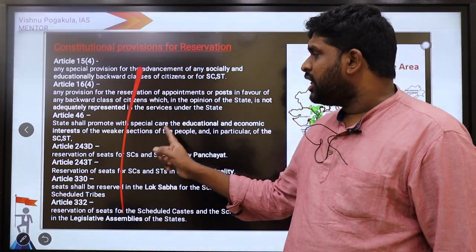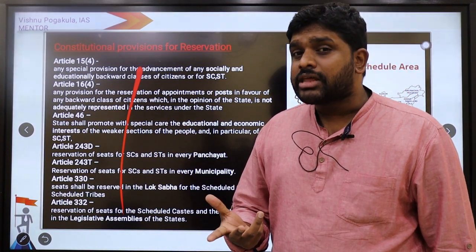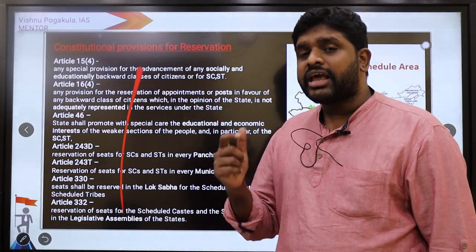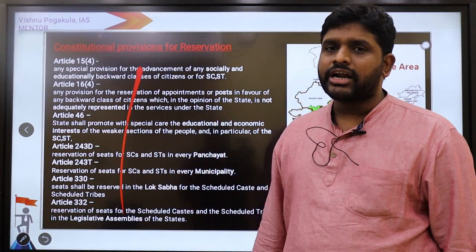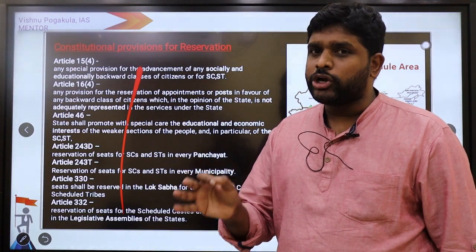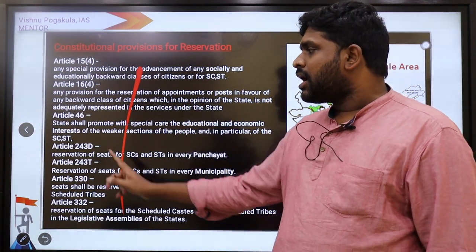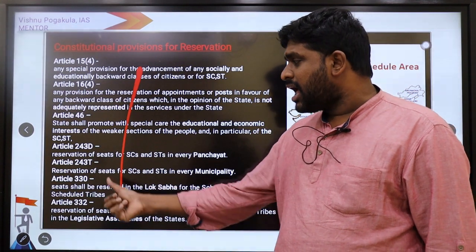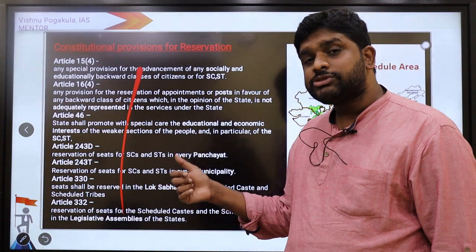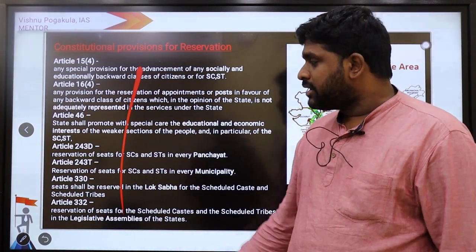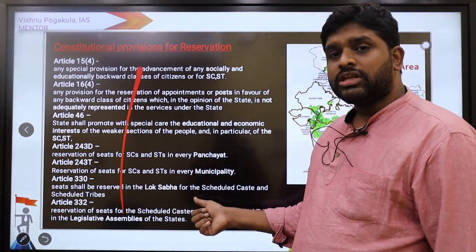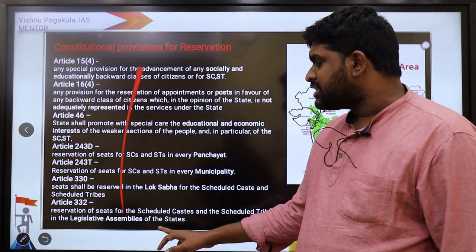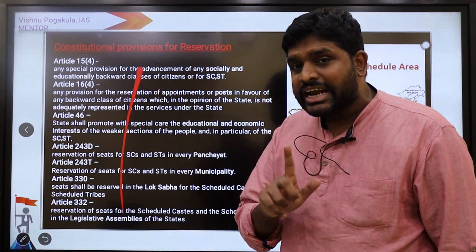Article 46 says there is a need for special care from the government for the educationally and economically backward, like SCs, STs and OBCs. Special care needs to be taken by the government. Article 243D mainly talks about reservation of seats for SCs and STs in every panchayat. Article 243T deals with the reservations for SCs and STs in every municipality. Article 330 deals with reservations for SCs and STs in the Lok Sabha, and Article 332 deals with reservations for SCs and STs in state assemblies.